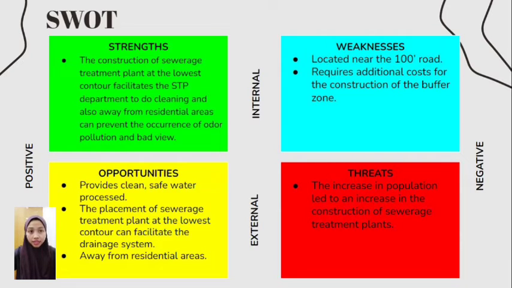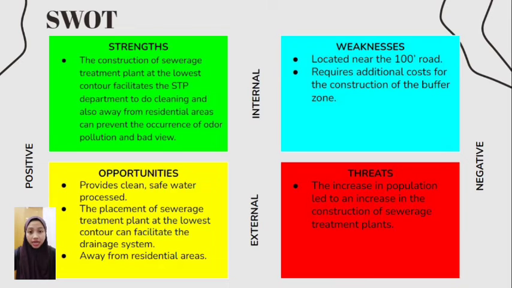Now I would like to present about SWOT analysis. For the strength, the construction of sewage treatment plant, which is STP, at the lowest contour facilitated the STP department to do cleaning and also away from residential areas can prevent the occurrence of odor pollution and bad view. For the opportunities, they have 3 points. First point is provide clean, safe water process. And the second one, the placement of sewage treatment plant at the lowest contour can facilitate the drainage system. And the last one, away from residential area.